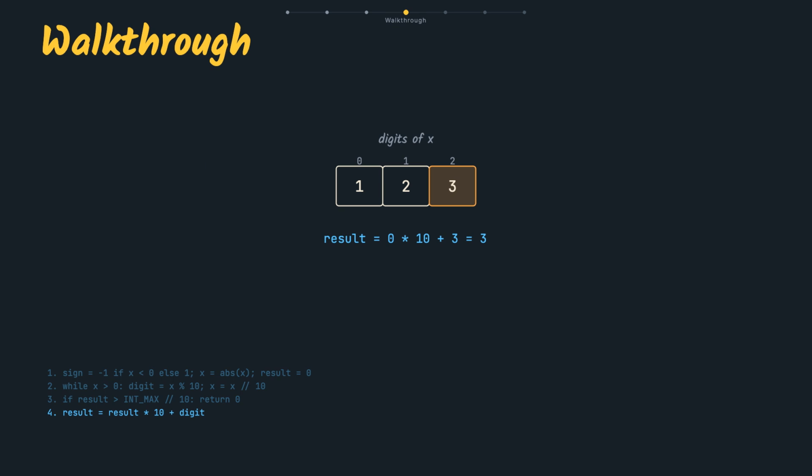Result is now 3. Second pass. Last digit of 12 is 2. X drops to 1. Overflow check passes. Grow the result. 3 times 10 plus 2. Result is 32. Third pass.